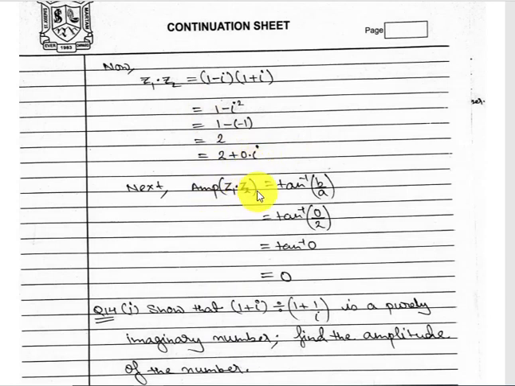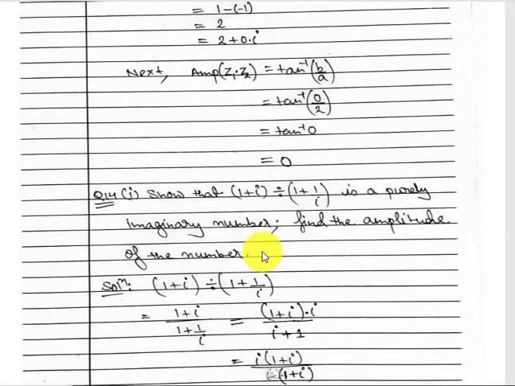So the amplitude of Z1 into Z2 will be tan inverse b upon a. Here b for this product is 0 and a is 2. So tan inverse 0 by 2 is tan inverse 0. Now for what angle does tan give you 0? That is 0, in radian also 0 and in degree also 0. So it's 0. Question number 14 now.